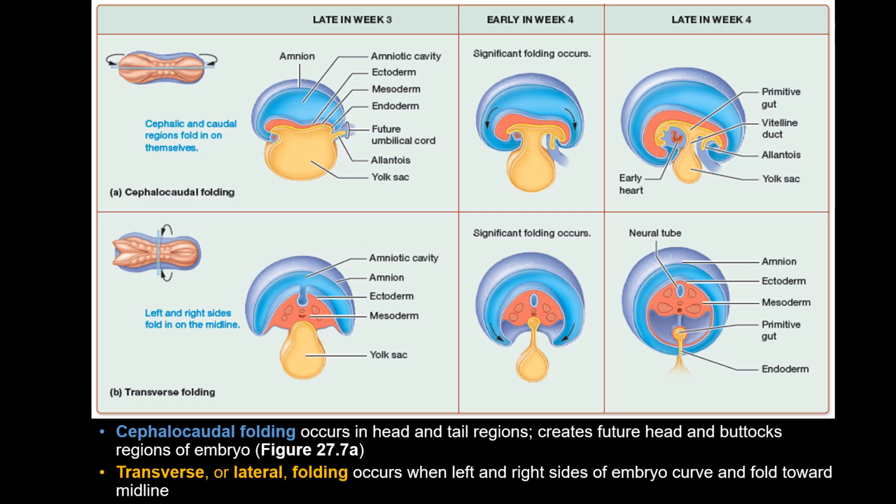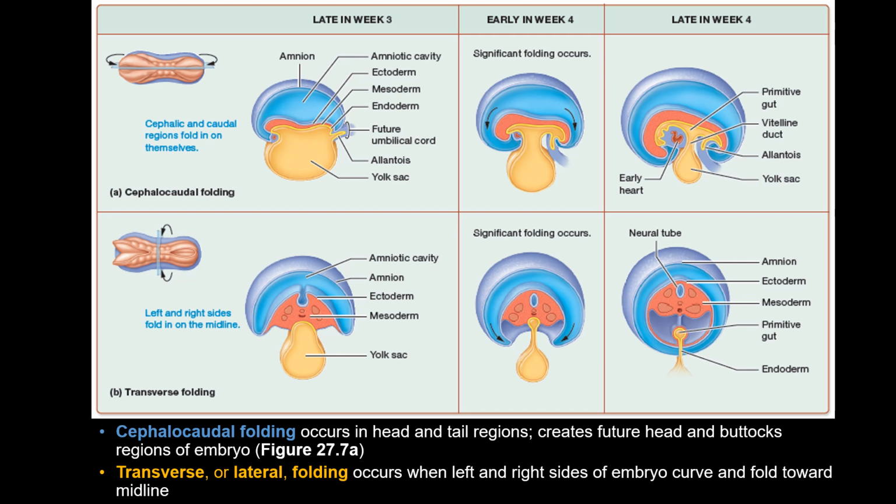Now, as you saw from that image, the trilaminar embryonic disc is pretty flat, and this has to change during the 4th week of development. 2 types of folding begin to occur, and they make this flat embryonic disc more cylindrical. First, you have some cephalocaudal folding occurring in the head and tail regions, and then you have some transverse or lateral folding, meaning the left and right sides curve and fold toward the midline. As the sides move closer together, the yolk sac is pinched off, leaving only a small area of its endoderm called the vitelline duct.